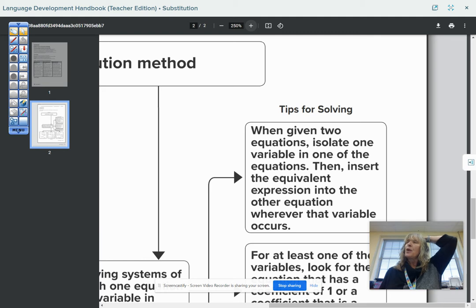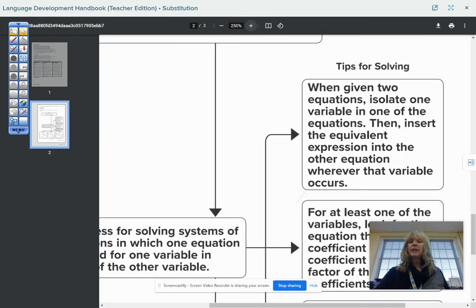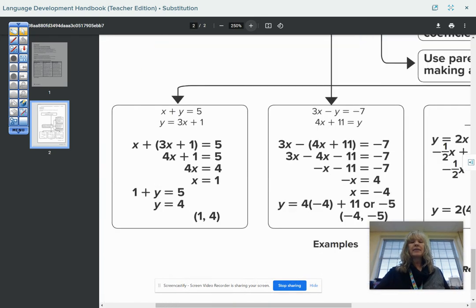At the same time, if you have an equation that says x equals y plus 7, you're going to choose a substitution for x because it says x is equal to it. And then you're going to insert that equivalent expression into the other equation wherever you see that variable. So here is a really good example for that.